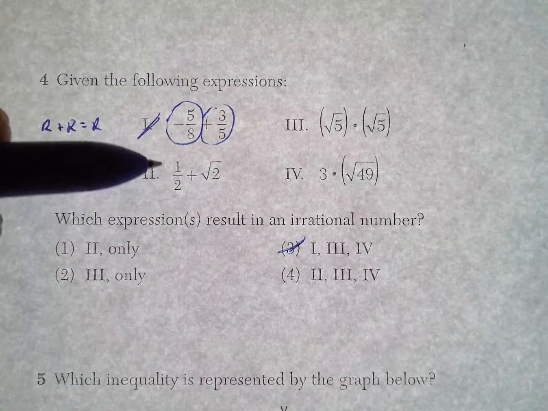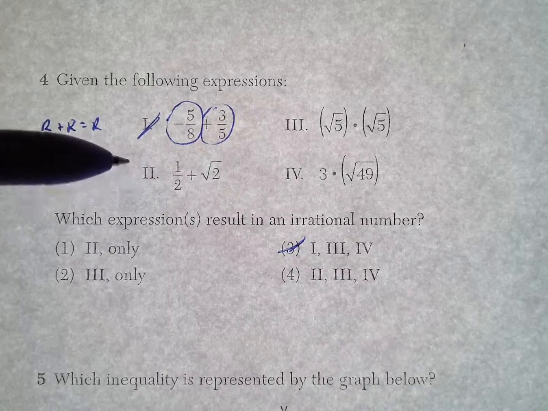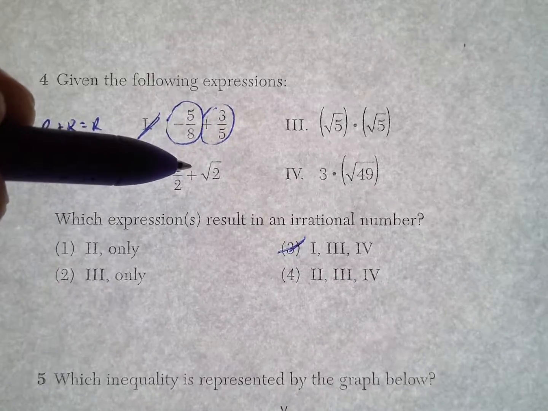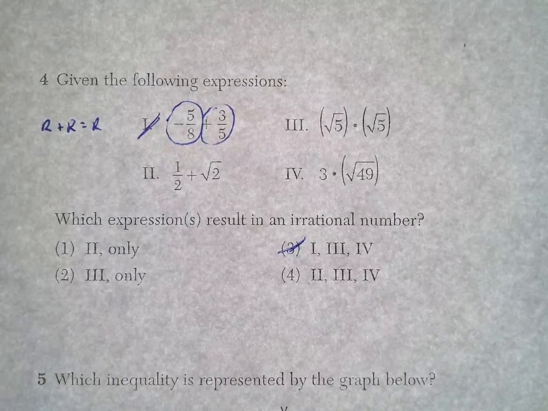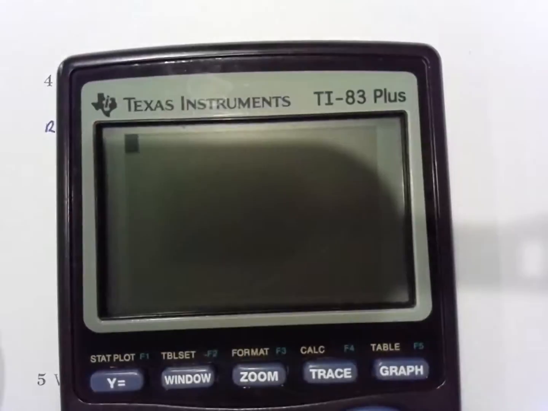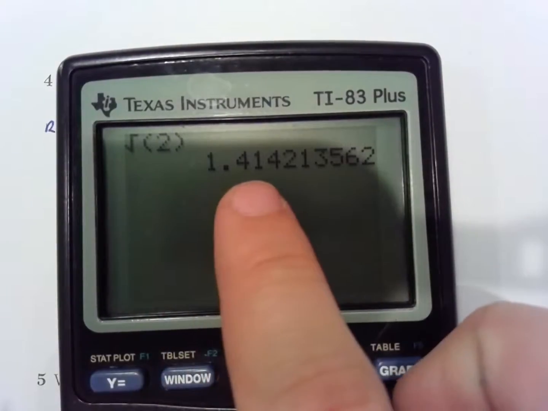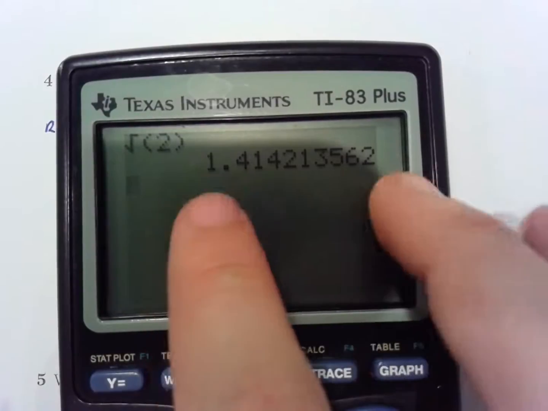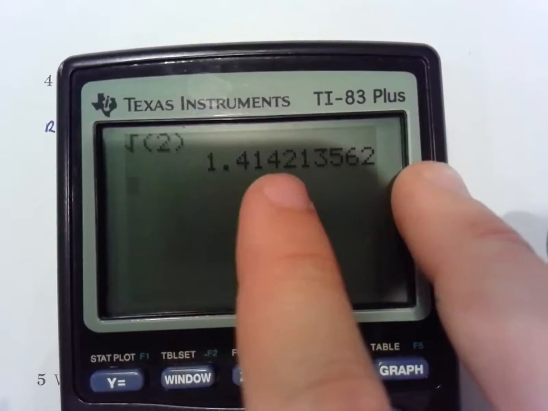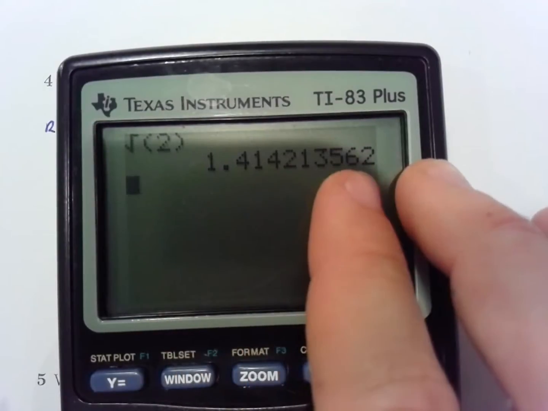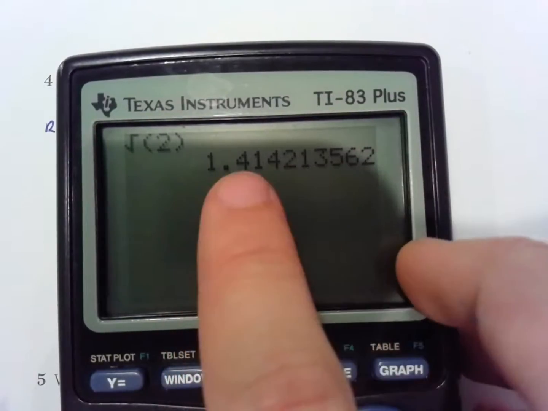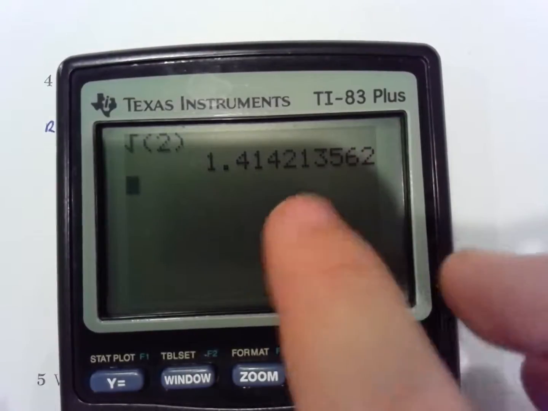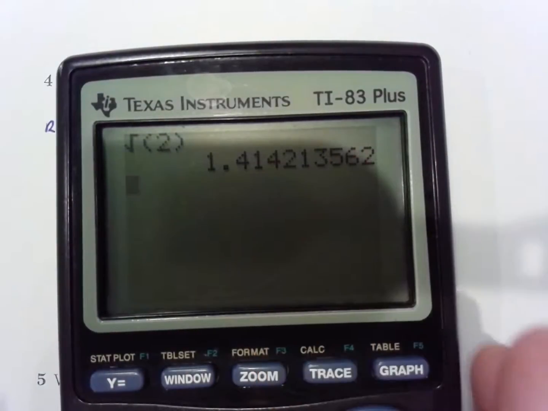Answer choice 2, 1 over 2 is a rational number, it's a ratio. Square root of 2 is an irrational number, and if we want to take a look at that, I can just try putting in the square root of 2, and here I get a decimal that goes on in the calculator, but if it goes this far in the calculator, you can pretty much say this is not ending, and they just rounded here. And I see no pattern, it doesn't look like it's ending. This is an irrational number. Root 2 is an irrational number.